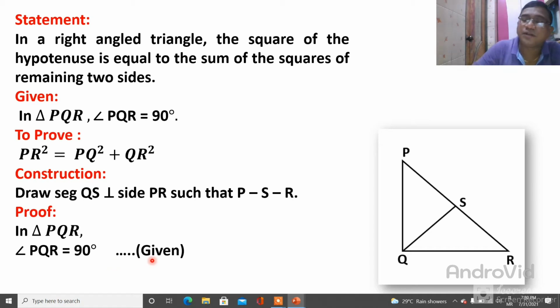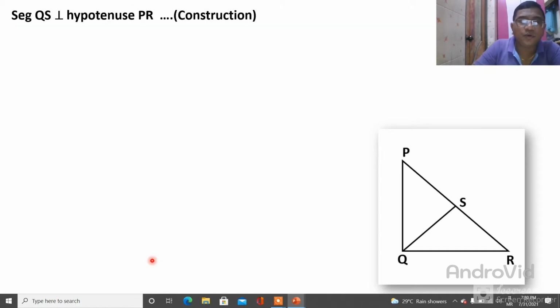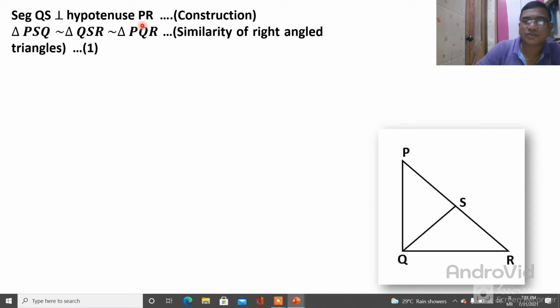Reason is given. Then here is the construction: QS is perpendicular to PR. So that is the construction done. Then this forms three right-angle triangles. One is triangle PSQ, another is triangle QSR, and the main triangle is PQR.